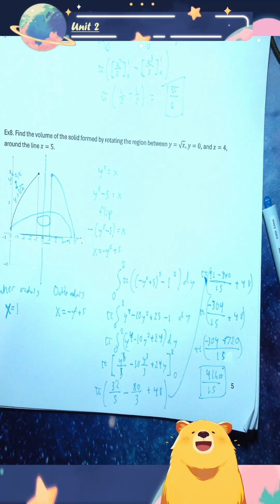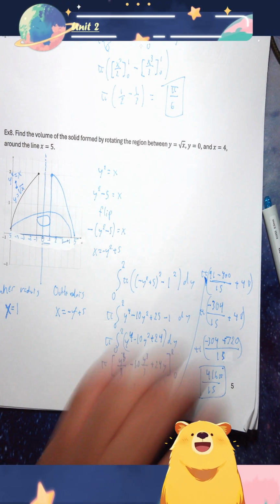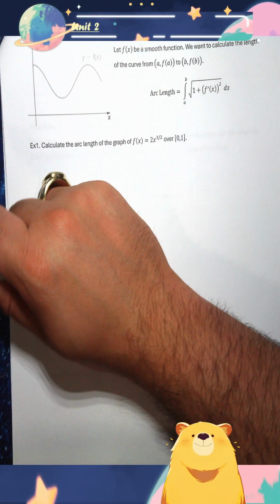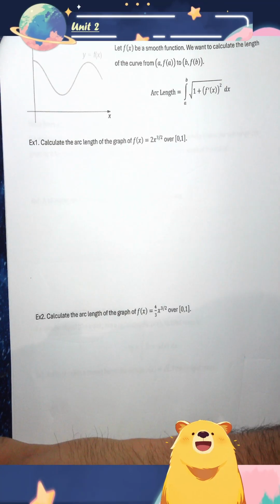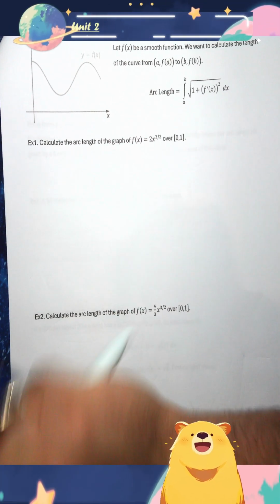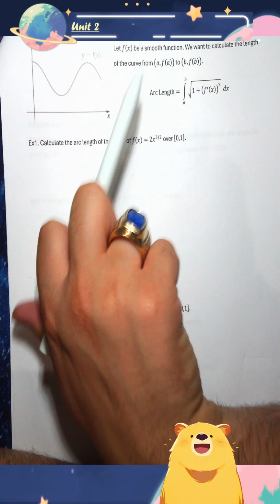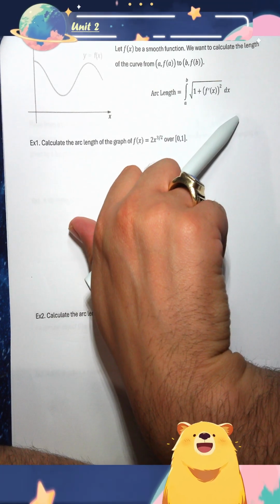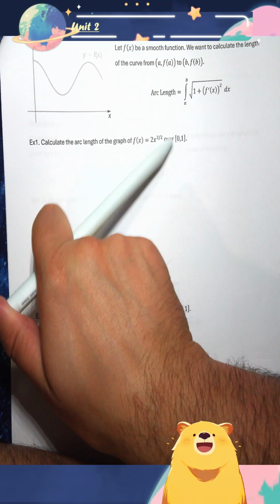All right, we're not done though. Even though it feels like we're done, we're not because we have this last page. On the bright side, this last page is the last page. All right, arc length. For curves, sometimes they have weird shapes. So, we can define arc length as the following. Let f of x be a smooth function. We want to calculate the length of the curve from this set of coordinates to this set of coordinates. Arc length is then equal to this expression. Calculate the arc length of the graph here over 0 to 1.